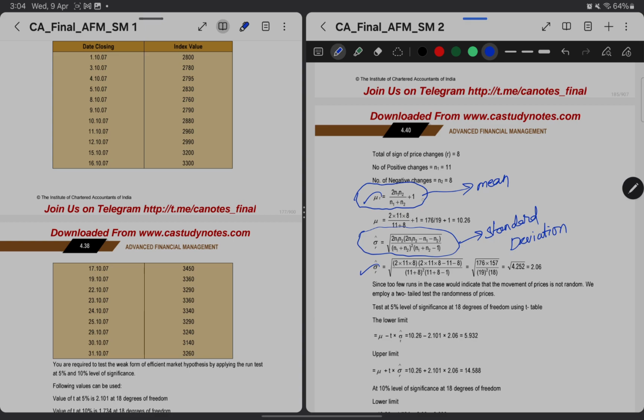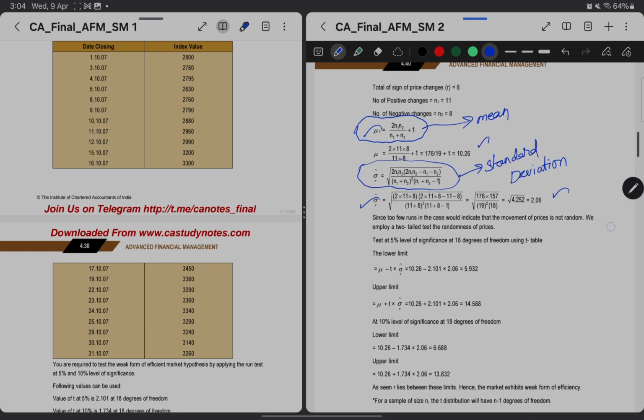Now the total sign changes will be considered as R, the number of positive changes will be N1, and the number of negative changes will be N2. When we apply these values in the mean formula, we get a value of 10.26, and the standard deviation is 2.06.